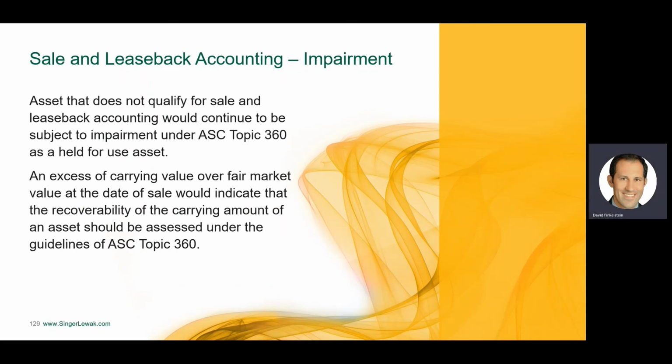For impairment considerations, if the asset did not qualify for sale and leaseback, you would continue to assess for impairment under normal GAAP, which is ASC 360, as a held for use asset. If there's any excess of carrying value over fair value at the day of the sale, this would indicate the recoverability of the carrying amount of the asset should be assessed under that same consideration for impairment, ASC 360.